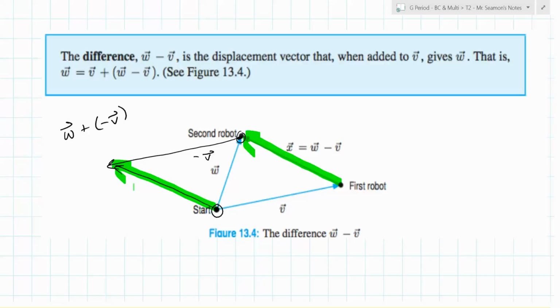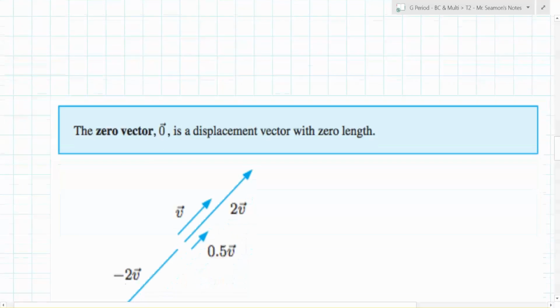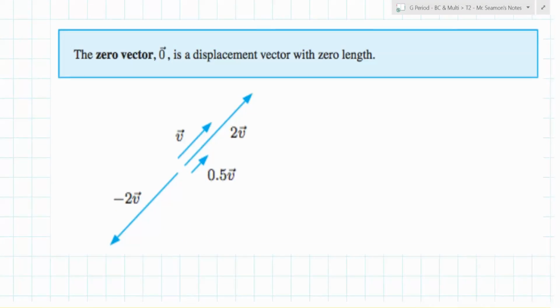If I don't tell you where to start, it could be anywhere, right? So two vectors can be identical to each other but be in different places. Absolutely. Okay. Zero vector is a real vector. It means you're going nowhere. Just remember that.